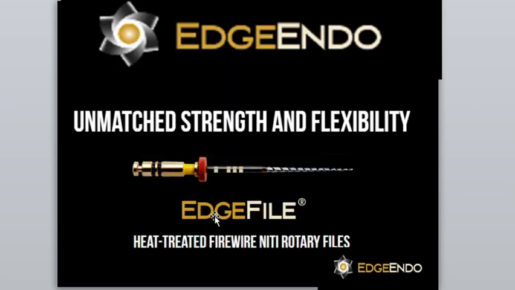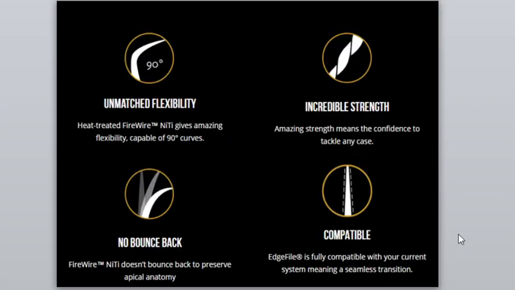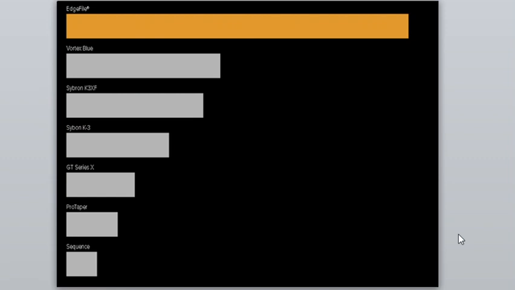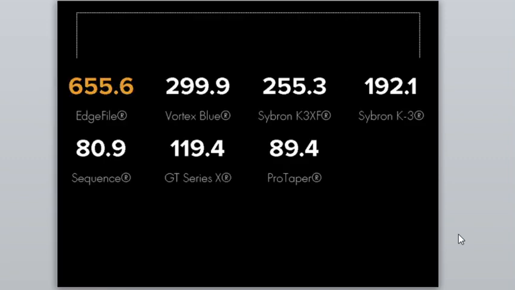This is an Edge file. It's from the company called Edge Endo. It has unmatched flexibility, incredible strength, there's no bounce back, there's no transportation, and it's compatible. Now it has one of the highest cyclic fatigue rates, and as you can see in the figures over here, it's almost 700 cycles to failure.